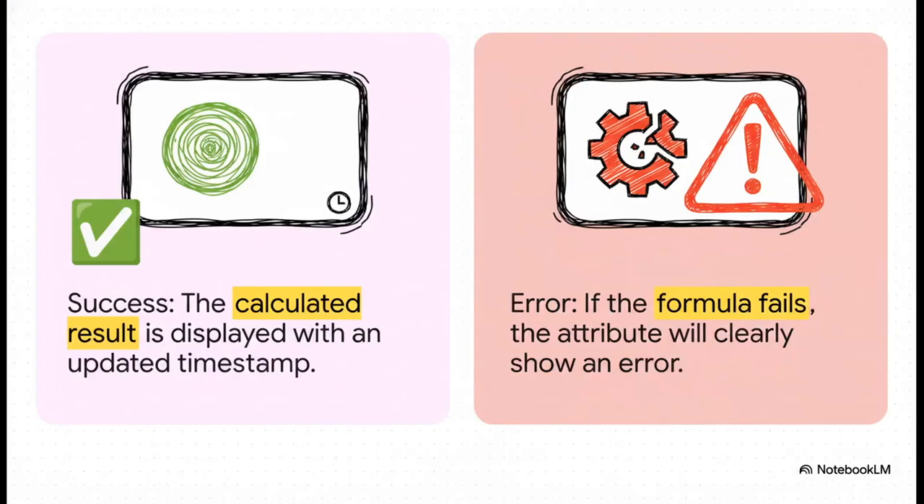And don't worry, Codex always keeps you in the loop. If your formula works, you'll see the result right there, with a little icon showing you when it was last updated. But if something's off, say you typed an attribute name wrong, it's not going to crash your whole system. It'll just clearly flag an error right there so you know exactly what you need to go in and fix.